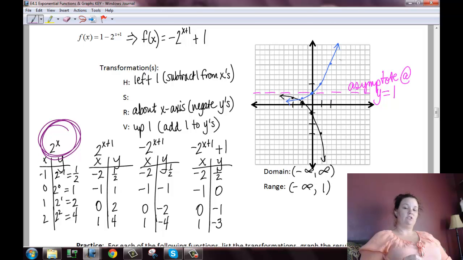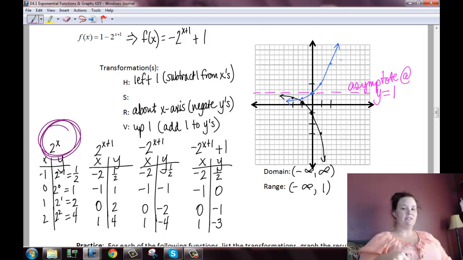So when you do that, you should end up with a decreasing function that is approaching y equals 1 from the negative side. Excuse me. So our domain, again, goes in both directions, left to right, so -infinity to infinity. Our range, we do our lowest y value first.